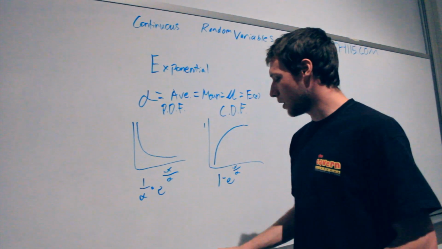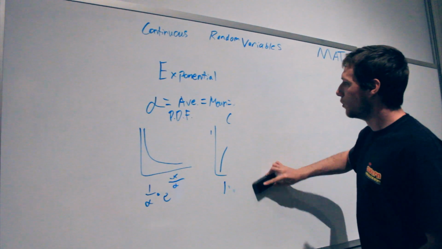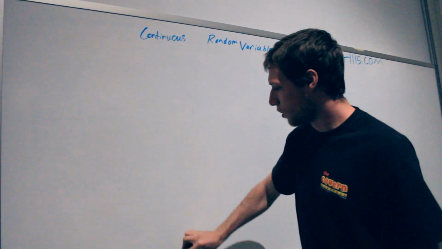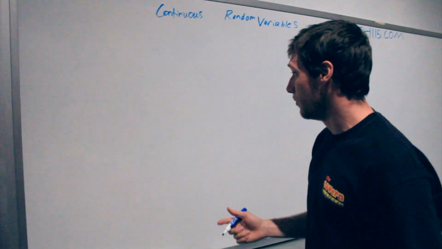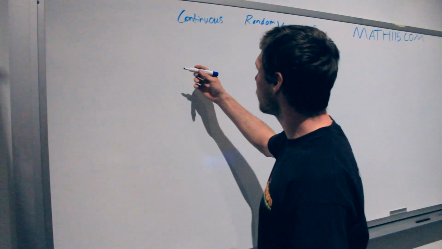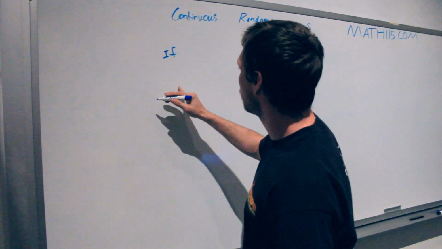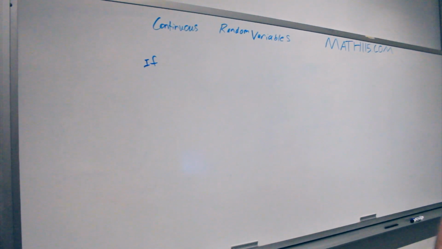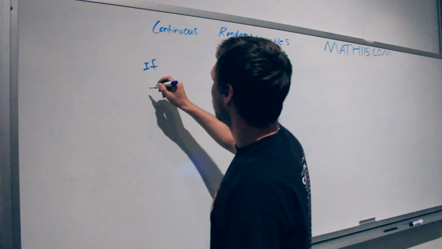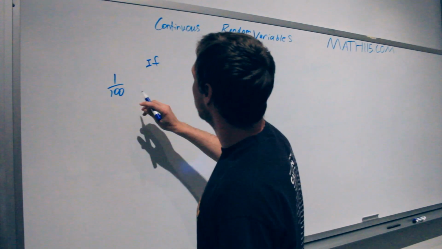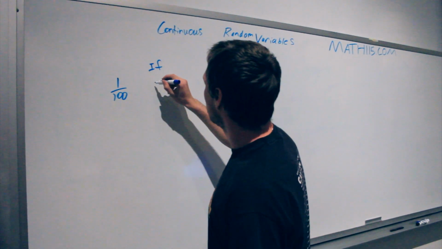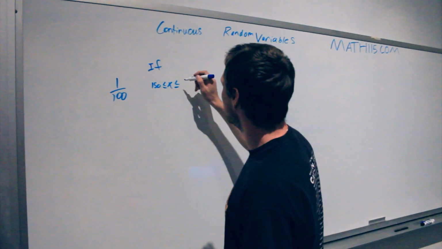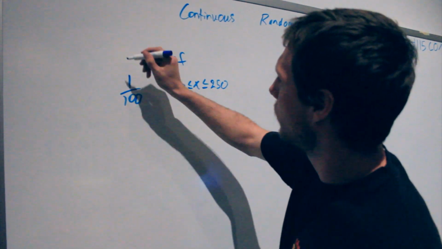So let's do a couple problems here that I've made up for these random variables. The first one deals with a uniform random variable. We are saying that the function is 1 over 100 if 150 is less than or equal to x, which is less than or equal to 250.